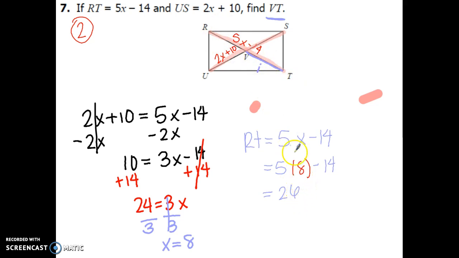So again, when I'm given my entire diagonal, I divide by 2 in order for me to get half of my diagonal. So in this case, VT will be equal to 13.